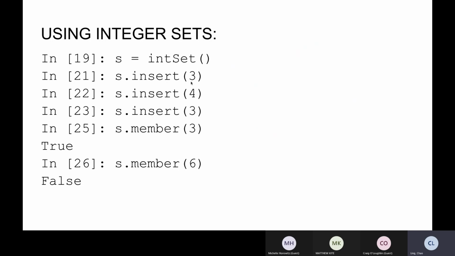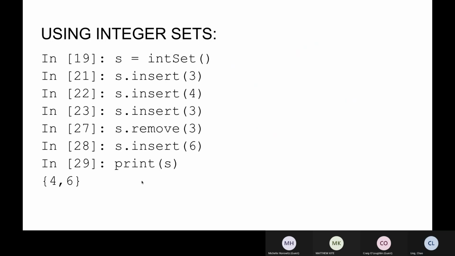Okay, continue. If I insert number 3, 4, 3, and I want to ask if 3 is a member, the answer is true. Why? Although you're throwing it away, actually you ignore the second 3 being inserted. That's it. And is 6 a member? Of course not. Okay. For integer set, you can insert 3, 4, and some other redundant number and remove it and insert another number. You can print out. So only 4 and 6 are printed out.